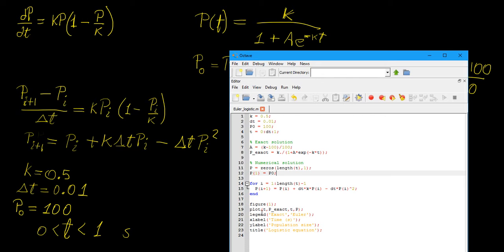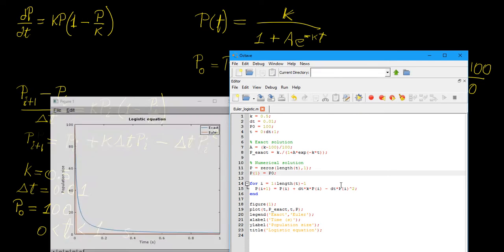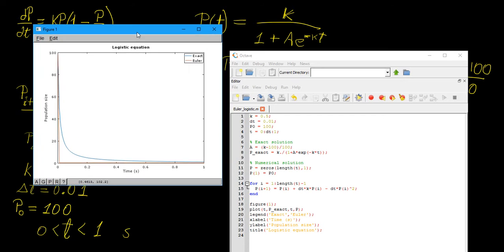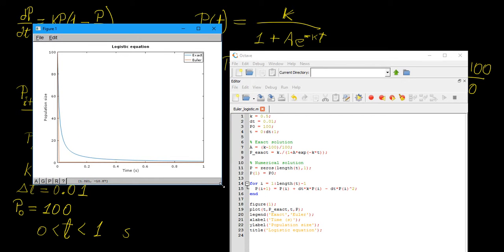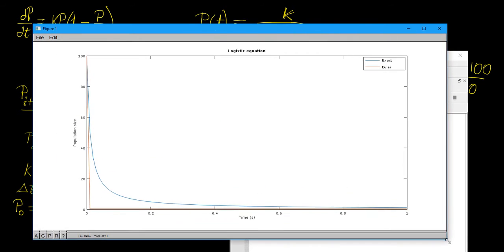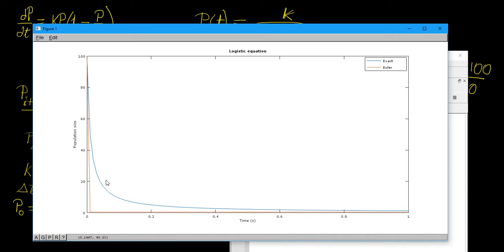Basically, just a plot. I added some legend to differentiate which plot is which, some labels and all that. So this should all work, and let's see what our solution is going to look like. Okay, so we have the solution here, and we can clearly see that our Euler solution is very, very inaccurate. I mean, look at this. It goes down very abruptly, and then it just goes off like that. So it's way off the exact solution here.